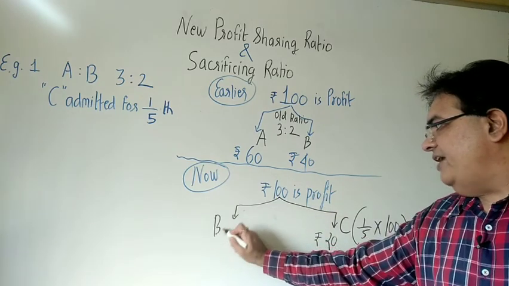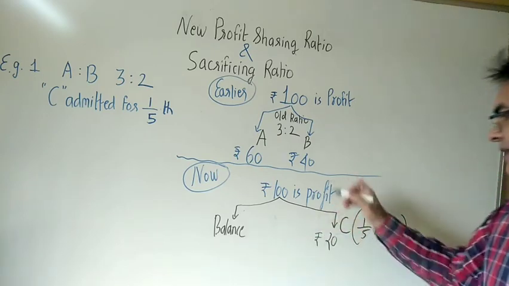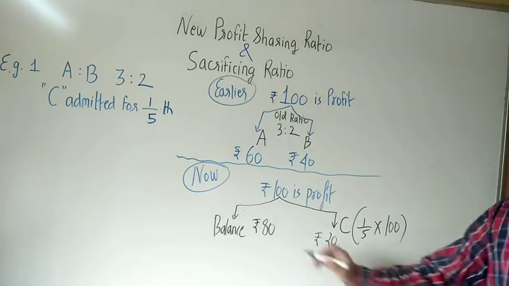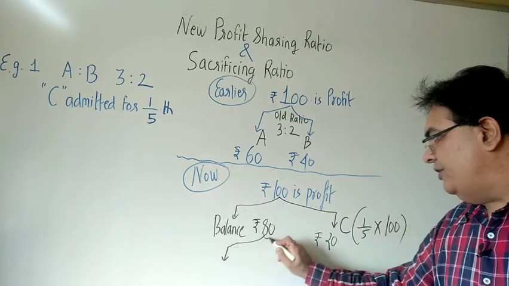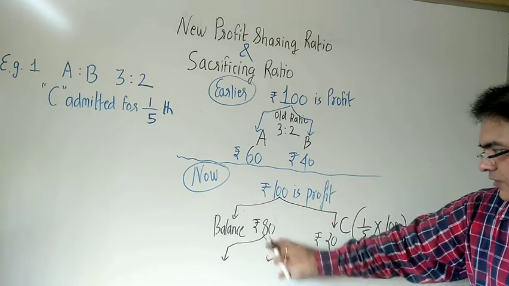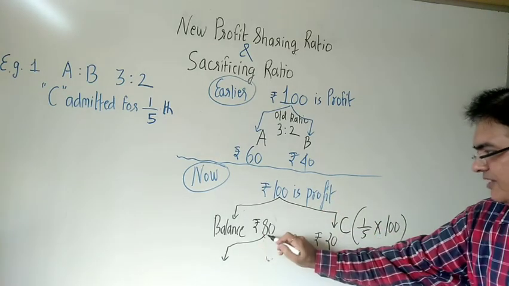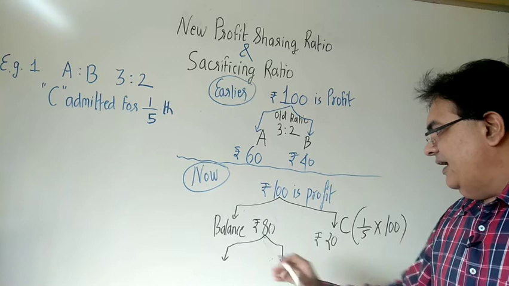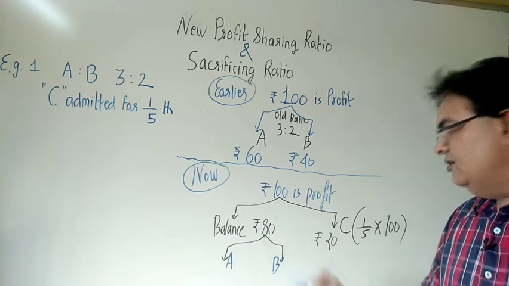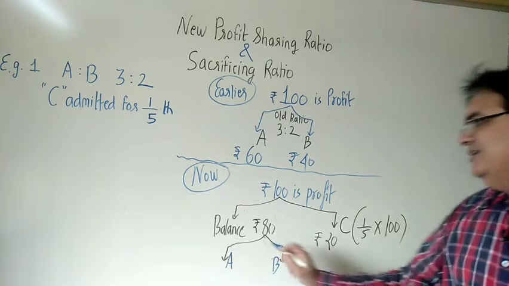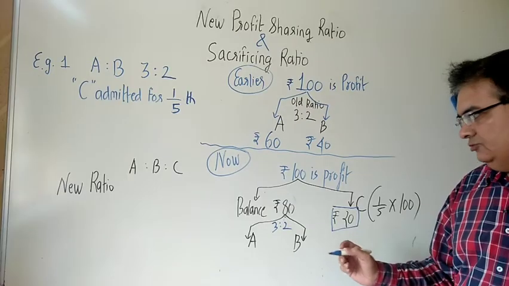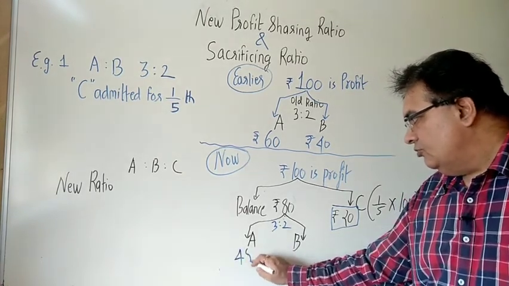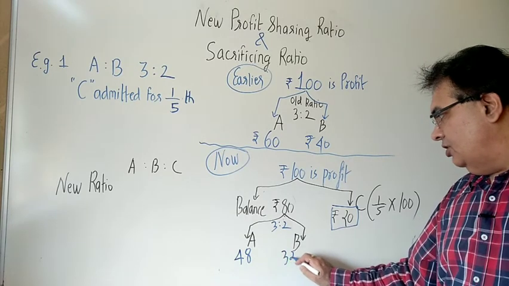Now how much is balance left? 80 rupees. This 80 rupees will now be distributed. C has taken his share of 1/5. Now the balance 80 rupees will be distributed among A and B. And between A and B, the understanding is 3:2. So 80 when we break into 3:2, 48, 32.